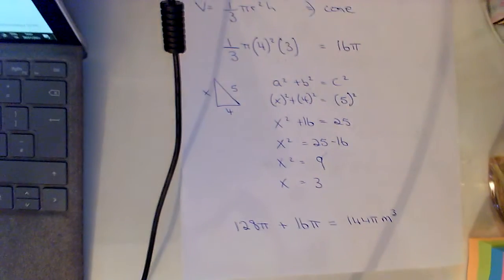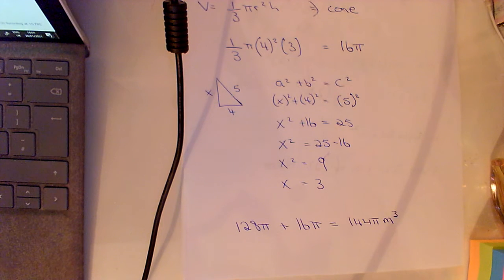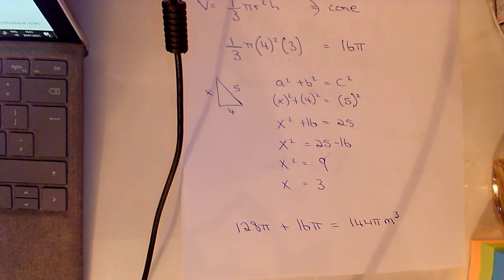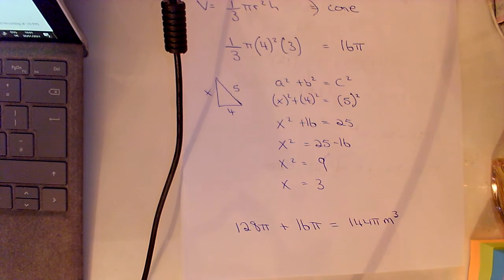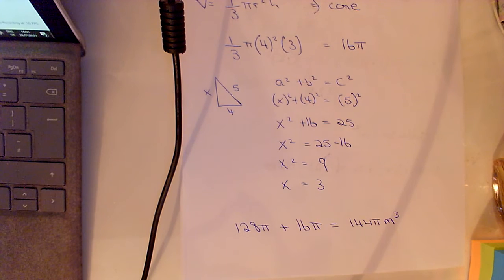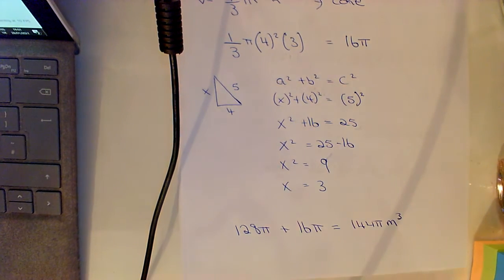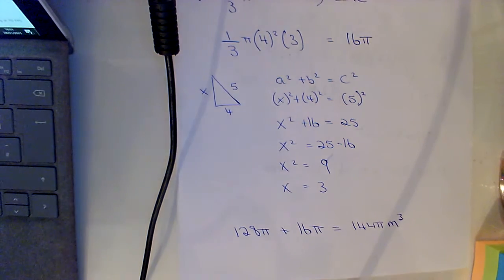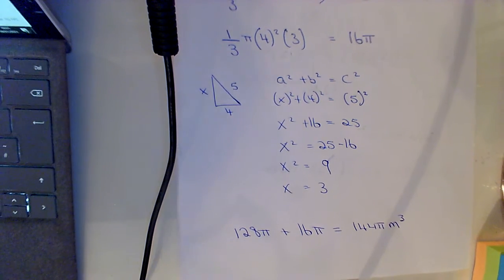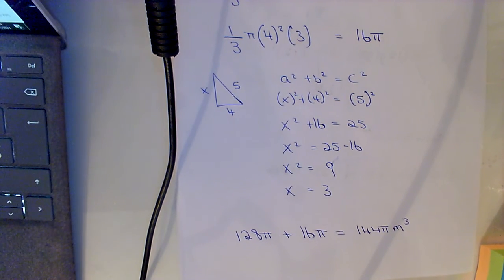My total volume then is 128 pi plus my 16 pi. Okay, so earlier I did not actually have my height, so that's why I had to go off and get the height of that particular cone to fill into my formula 1/3 pi r squared h.